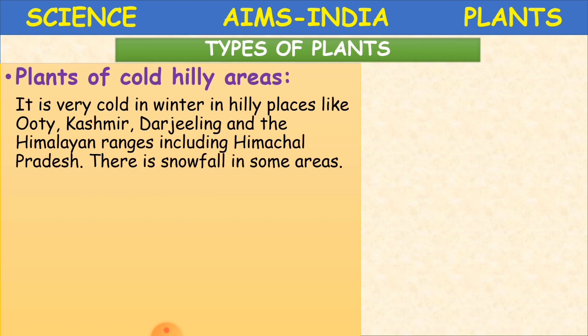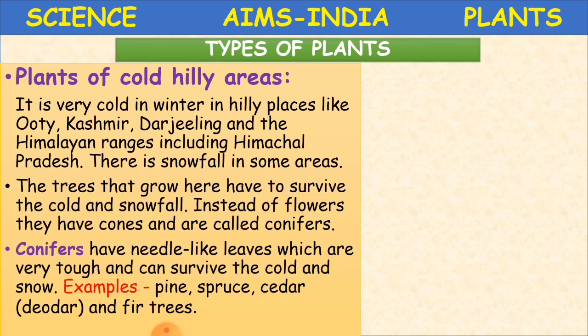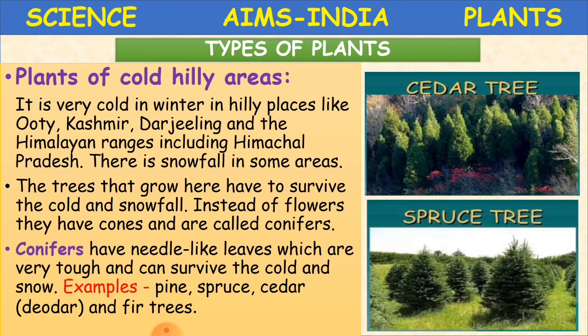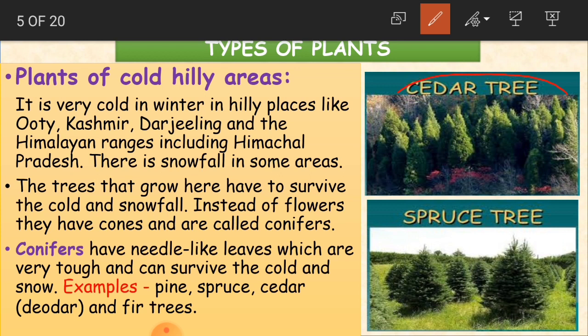So we'll see plants of cold hilly areas. See, children, if you go to mountain areas or hill areas, the climate will be cool. And here also we'll be having plants, as you see in the diagram here. It is very cold in winter in hilly places like Ooty, Kashmir, Darjeeling and the Himalayan ranges including Himachal Pradesh. There is snowfall in some areas.